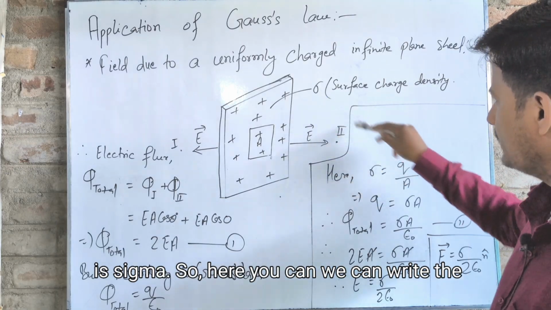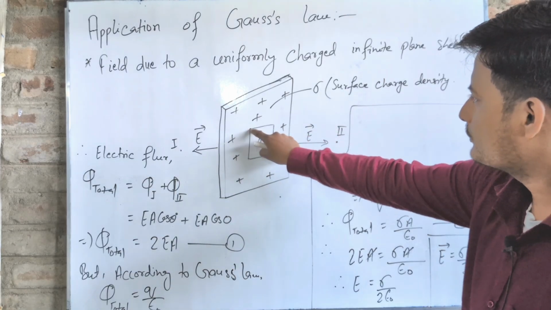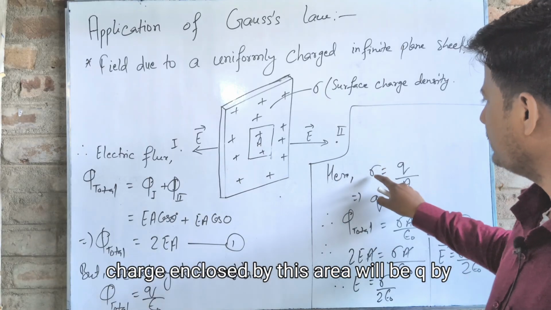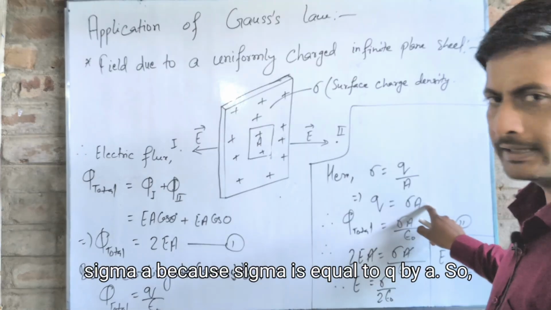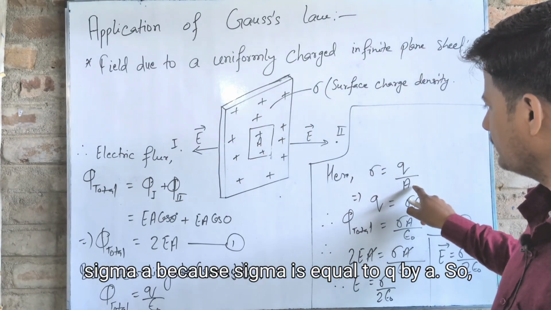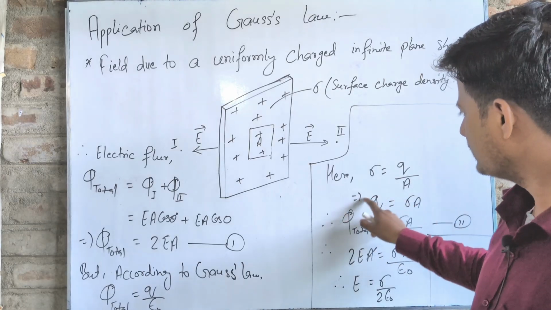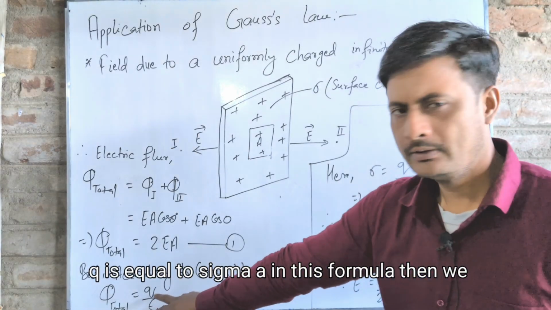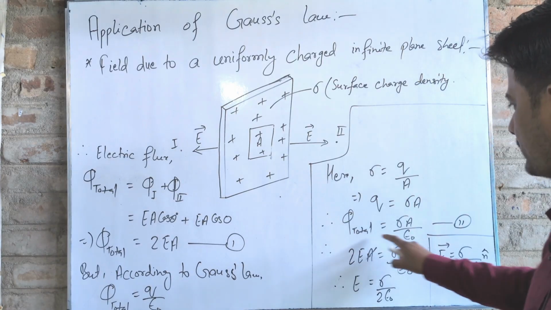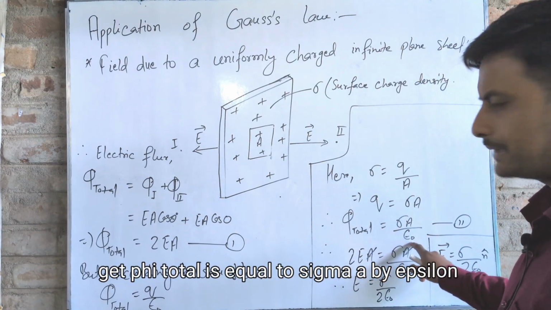So here we can write the charge enclosed by this area will be Q, and sigma is equal to Q by A, so Q is equal to sigma A. If we put this Q is equal to sigma A in this formula, then we get phi total is equal to sigma A by epsilon naught.